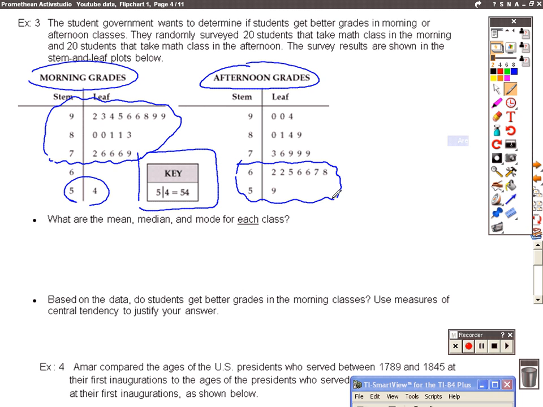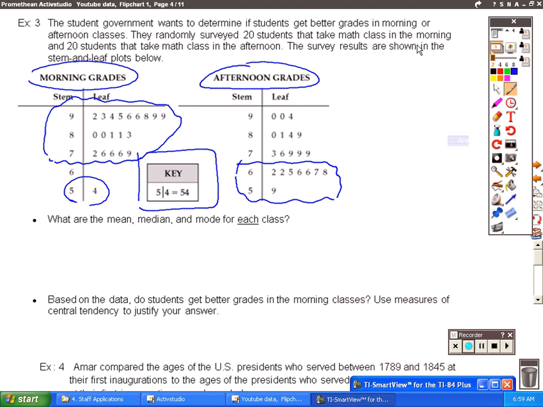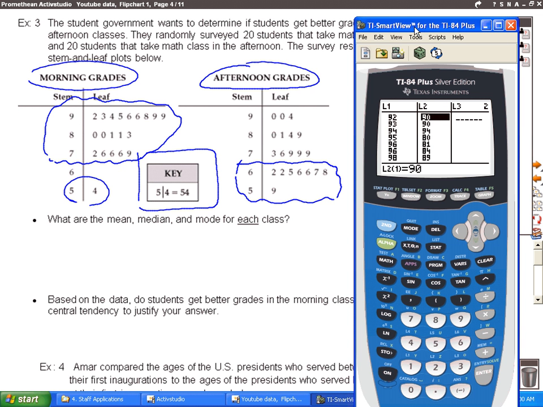Alright, so to find the mean, median, mode for each class, I've already entered the data into my calculator. And you'll notice that this time, since I have two sets of data, I entered the morning classes in list number 1 and the afternoon classes in list number 2, and you may want to pause the video and enter the data into your calculator. Now be very careful in entering the data because one wrong number could make a difference in your answers, and I'm hoping that I've entered the data correctly. I think I've checked it, but we'll see what happens.